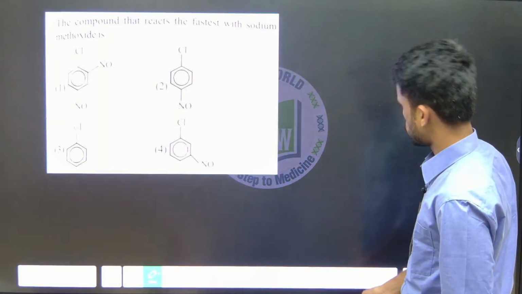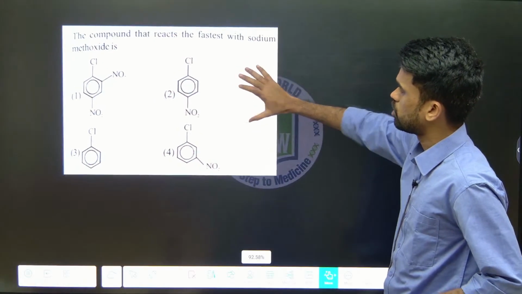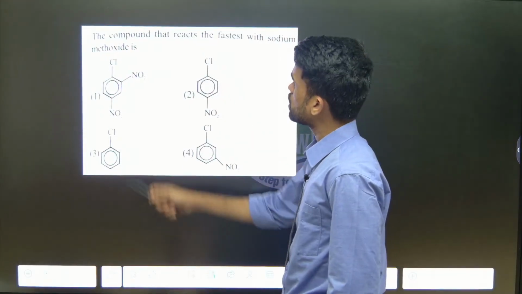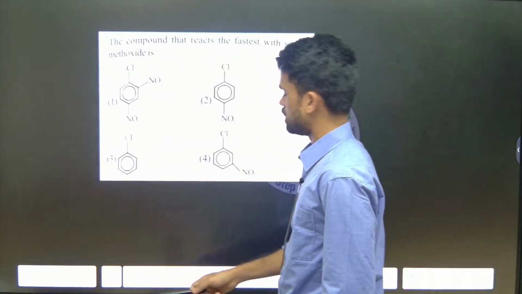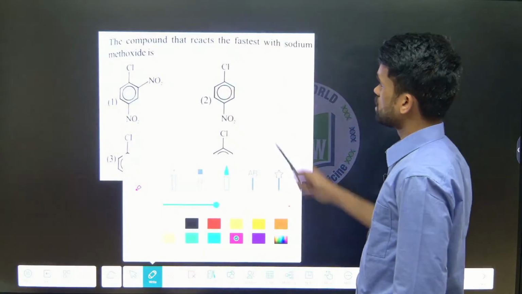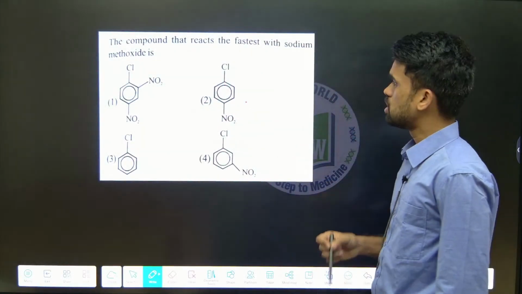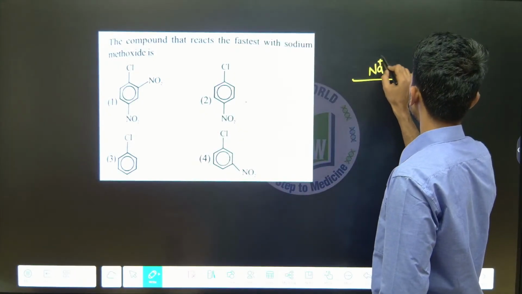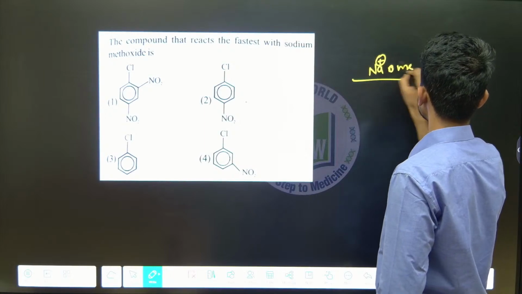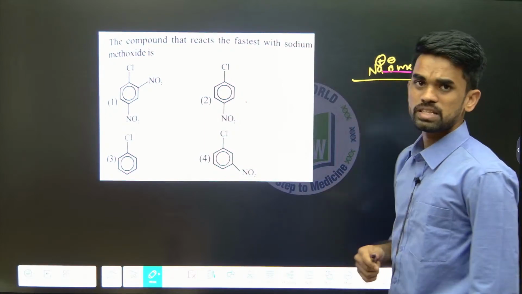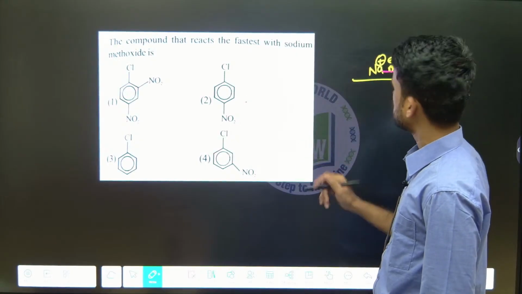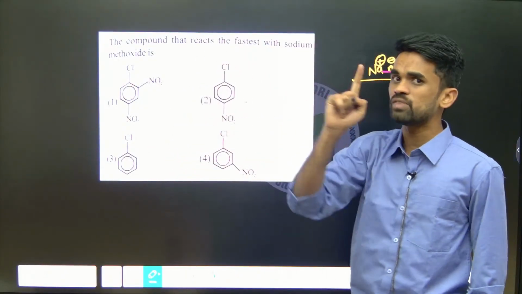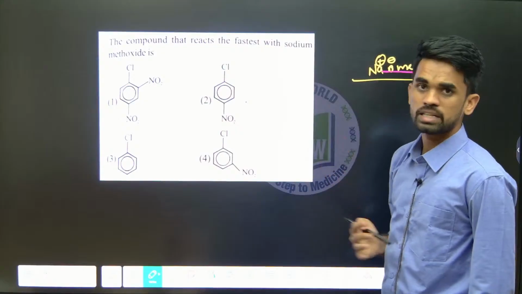Yes, this is the question from yesterday's discussion. Look at this and tell me what your answer will be. The compound that reacts the fastest with sodium methoxide ion. So sodium methoxide with these compounds, which compound will react faster? First of all, sodium methoxide means sodium cation and methoxide, OMe minus. This OMe minus is the nucleophile, the reagent. This reagent should react with these four compounds, but out of these four, one will react more easily and faster. Which one is that?